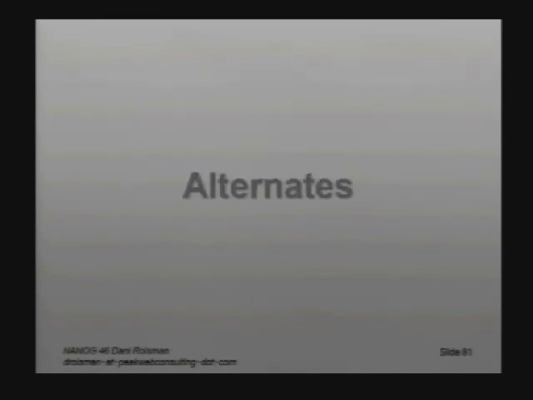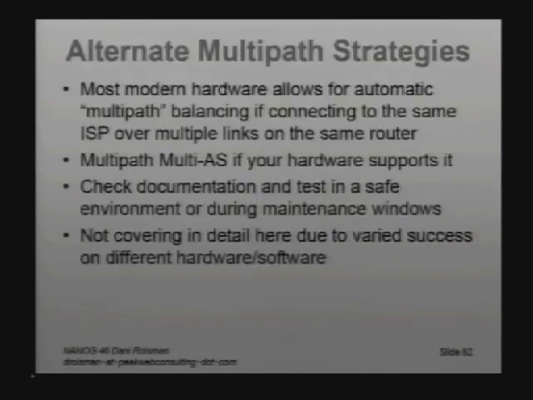A couple alternate ideas here. I'm talking fast. Let me talk about some alternate multipath strategies. A lot of the modern hardware allows for automatic multipath if you're connecting to the same ISP over multiple links on the same router. Some products even support what can be called multipath multi-AS, which means you have a link to AS1, AS2, and you just want to automatically send roughly 50% of your traffic out both links. Go ahead and check your documentation to see if it's supported.